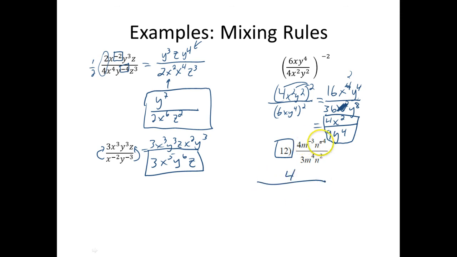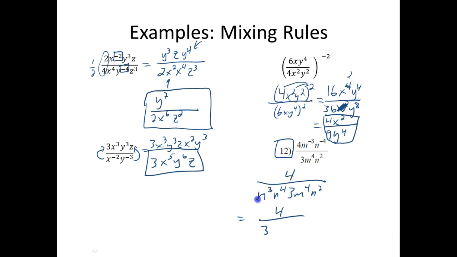On the bottom, let's just put these guys in the front. So we'll have m cubed. We'll have n to the 4th. And then we have 3m to the 4th n squared. Let's pull that 3 out to the front. So we have 4 over 3.